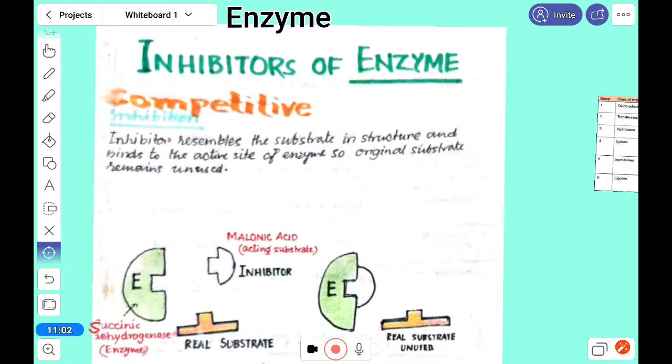Let's see here, it is the enzyme succinic dehydrogenase. This is the real substrate. You can see this is the real substrate. Here is an inhibitor, whose structure resembles the active site. Malonic acid acts like the substrate and it fits over there. So the real substrate is unused. This is called the competitive inhibitor, the competitive type of inhibition. All right.